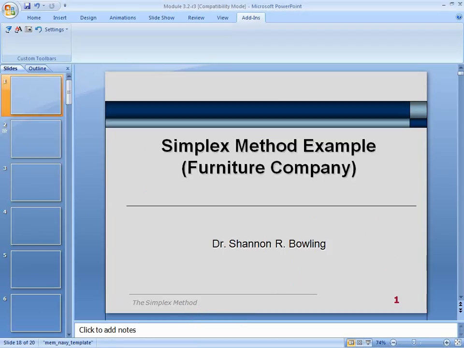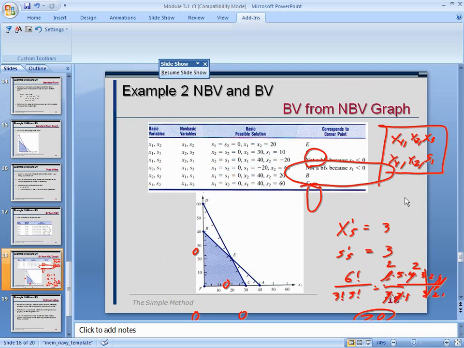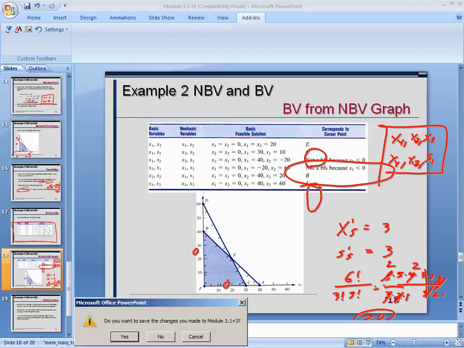Okay. So here's what we got. We got a furniture company. This is a little different than the other furniture company, but it's still a furniture company. What is wrong with this? All right, we got us a furniture company.